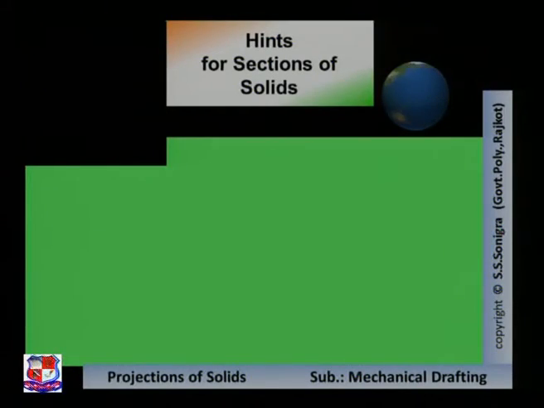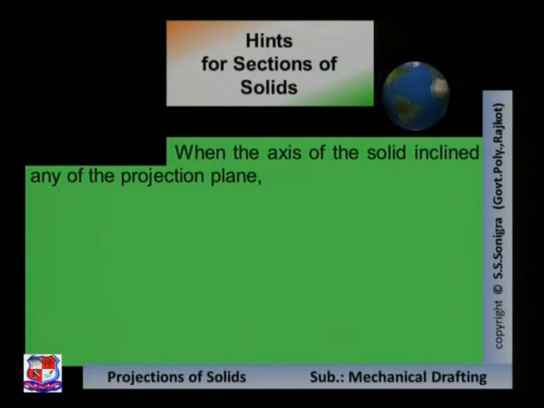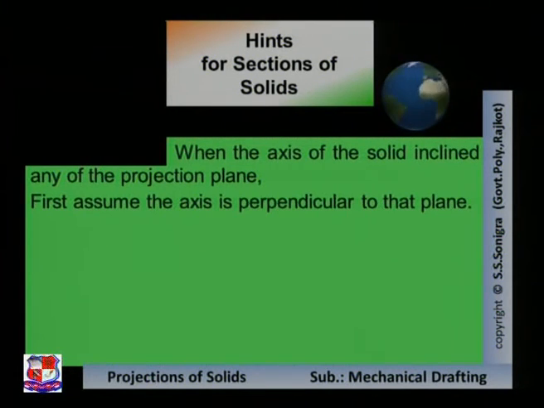Now hints for sections of solids. Some hints which are useful to solve the problems are mentioned over here. When the axis of the solid is inclined to any of the projection planes, it is given, then first assume the axis is perpendicular to that plane. In any problem, if it is given that the solid is inclined to some plane, then we assume that it's perpendicular to HP. Suppose it is given that the axis is inclined to VP, first we assume that it's perpendicular to VP.